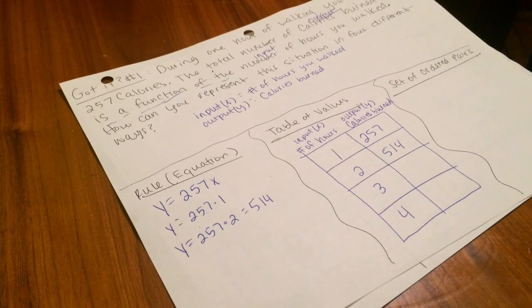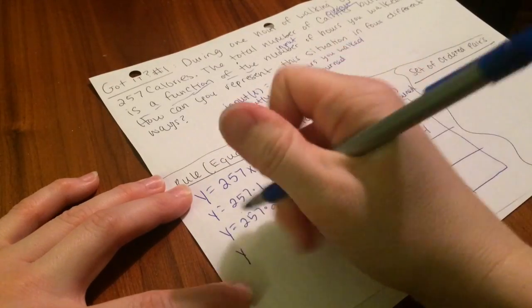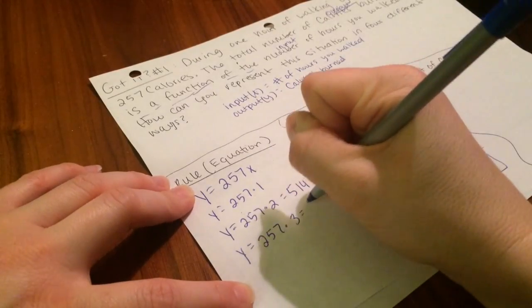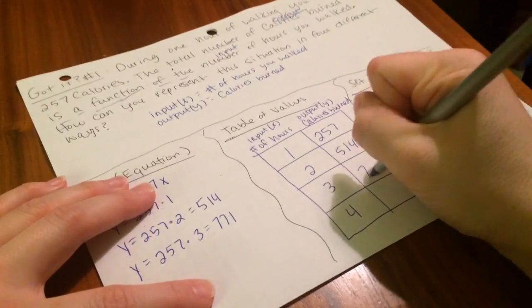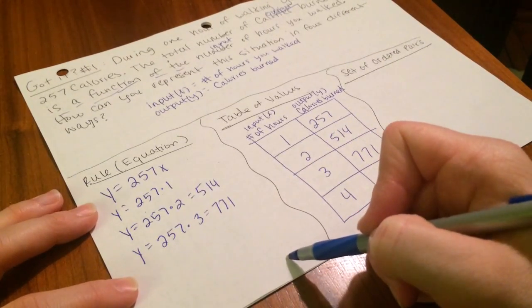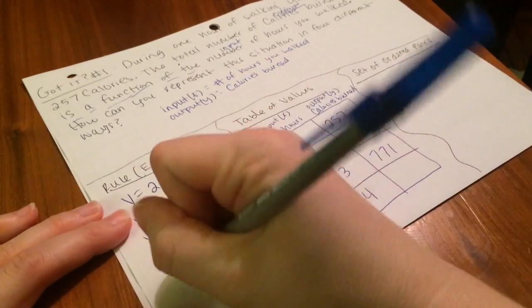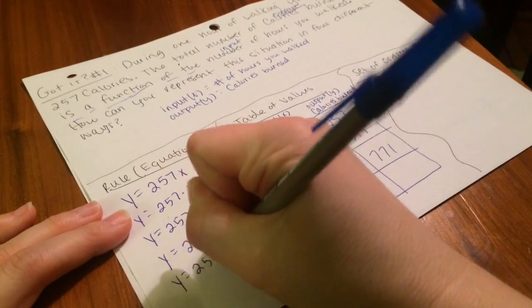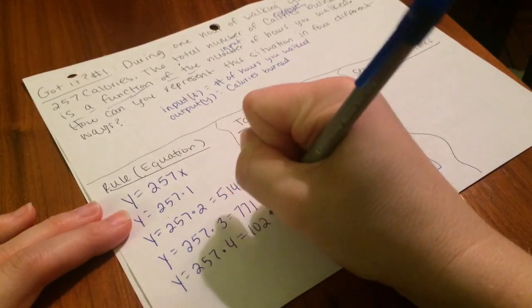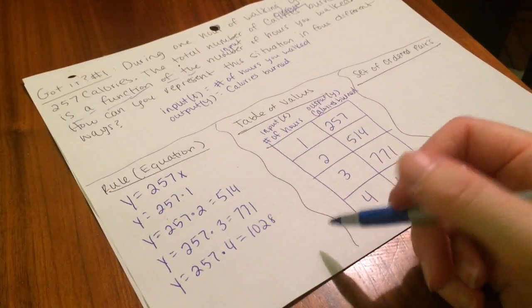Then we have to figure out after 3 hours. Let's plug in 3 for x. So it's 257 times 3, which when you multiply that out is 771. Maybe you want to do your multiplication on the side, at the bottom. After 4 hours, we plug in 257 times 4, which equals 1,028 calories when you multiply those two numbers.